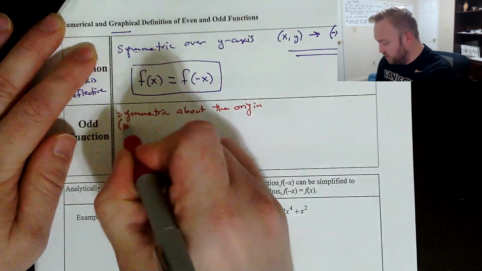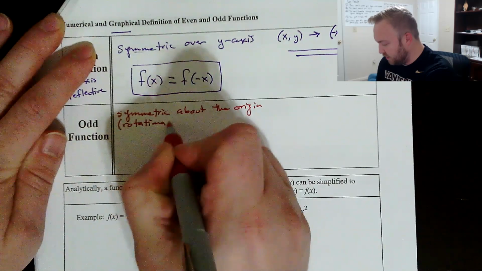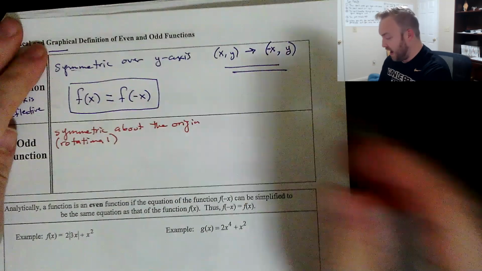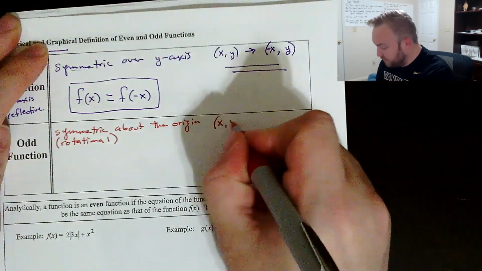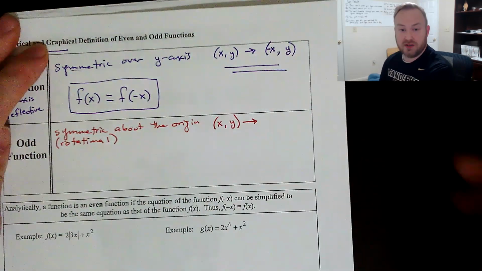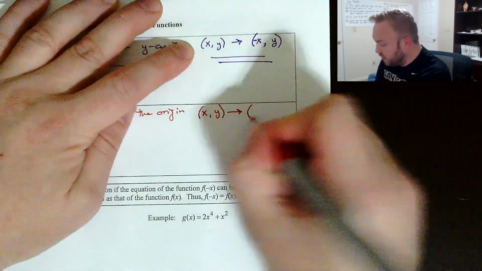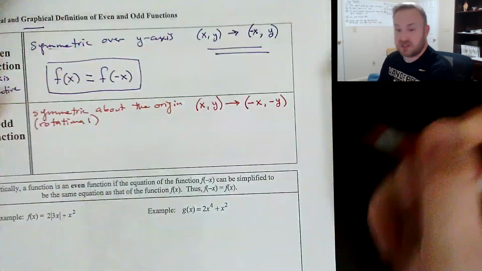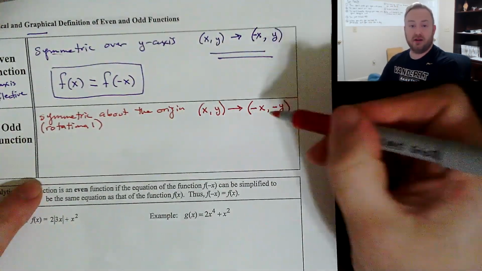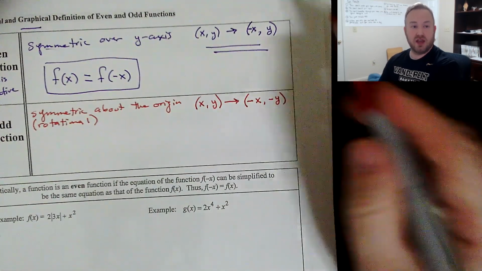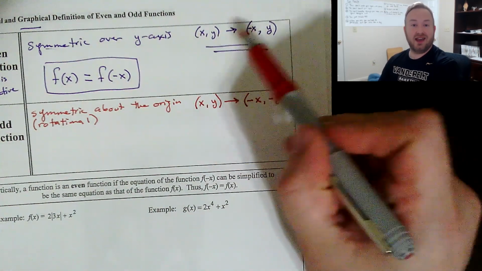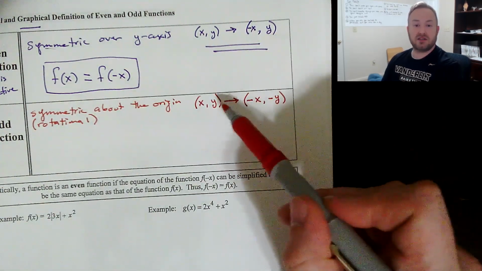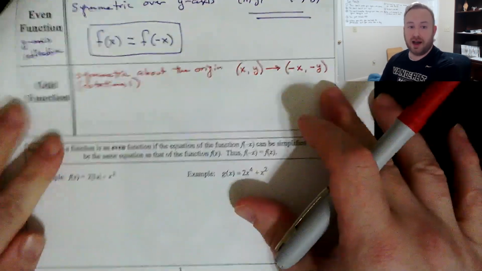I'm just going to make a note here that that is rotational symmetry. You rotate it 180 degrees about the origin, it's the same graph. Numerically speaking, if you have a point on that graph whose coordinates are x and y, then you're going to have another point with the opposite of the x value and the opposite of the y value. You can compare those two numerical rules. With even, if you change the sign of the x, the y stays the same. With an odd function, if you change the sign of the x, you also change the sign of the y.